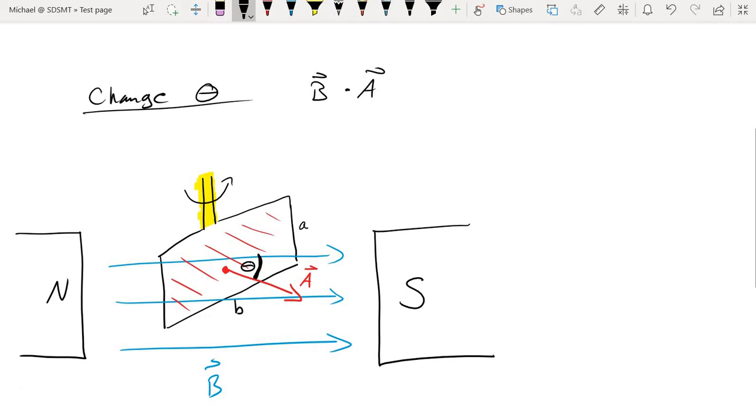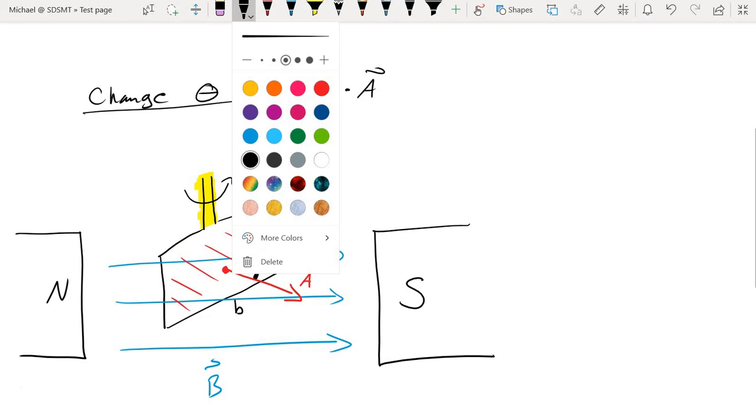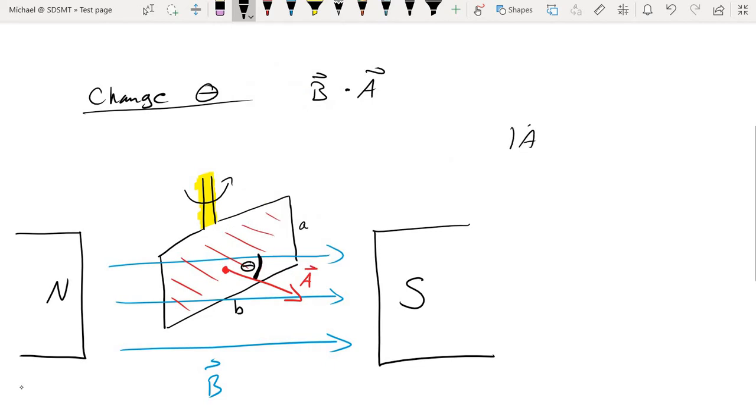Any kind of change that we see in any kind of system can be measured as a changing rate with respect to time if we want to set it up that way. So that's what we have here. We're going to keep the dimensions of the loop fixed so that the cross-sectional area remains constant.